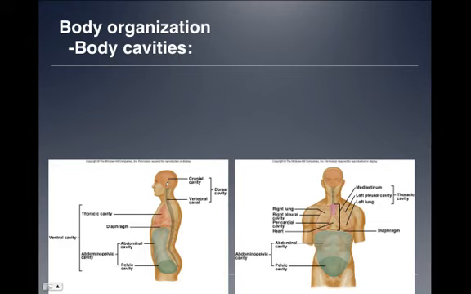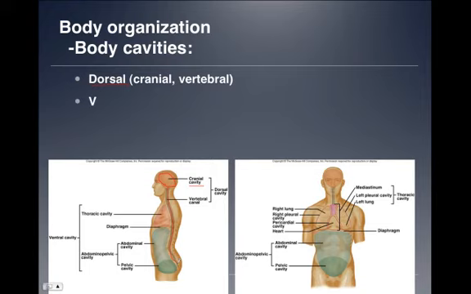So we have the dorsal body cavities, and dorsal, as you're going to learn, means towards the back side. So our dorsal cavities are going to be the cranial cavity, which, as you can guess, is going to house the brain, and then also the vertebral cavity. And of course, the vertebral cavity is going to house, as you can guess, the spinal cord.